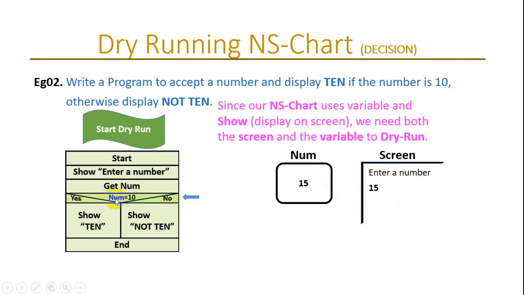Now when you compare, is it 10? No, obviously some other number. Num equals 10 is false. This condition is false. False means you have to go through the no. When you go through the no, it says show not 10. So you come here, show not 10, it says not 10, and then end it. So when we entered 10, it said 10. When you entered some other number, it said not 10. That is because that's how we have written our NS chart.